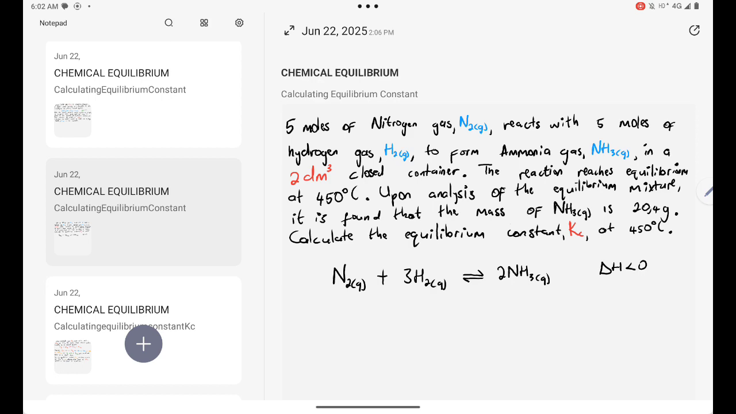Okay, we are told that 5 moles of nitrogen gas reacts with 5 moles of hydrogen gas to form ammonia gas. This happens inside a 2 cubic decimeter closed container. And then we are told that the reaction reaches equilibrium at 450 degrees. Upon analysis of the equilibrium mixture, it is found that the mass of ammonia is 20.4 grams. They just want us to calculate the equilibrium constant at 450 degrees.